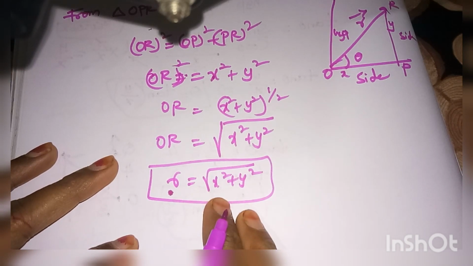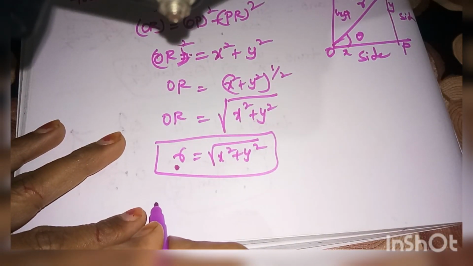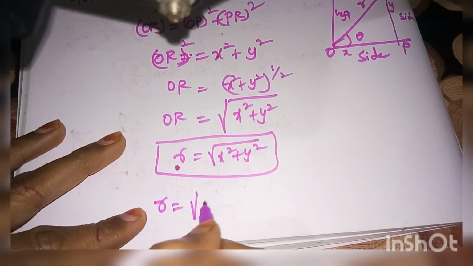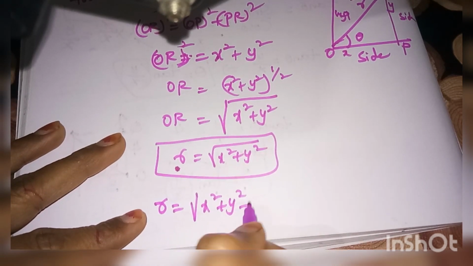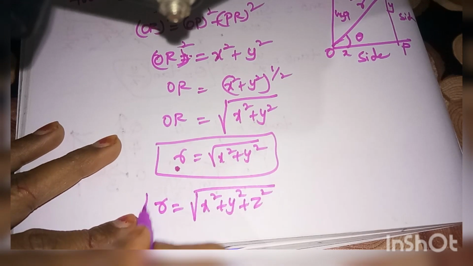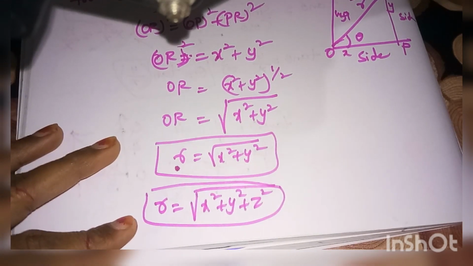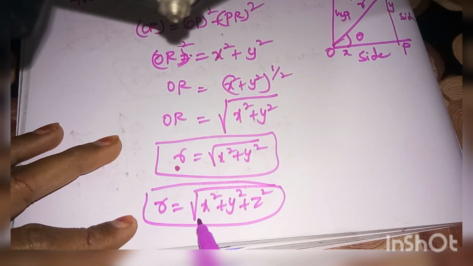This is the magnitude along two rectangular components. How can we write the magnitude for three rectangular components? r equals under root x square plus y square plus z square. So how can you easily find the magnitude of a vector? The magnitude can be found as the square root of the sum of squares of the components of the vector.